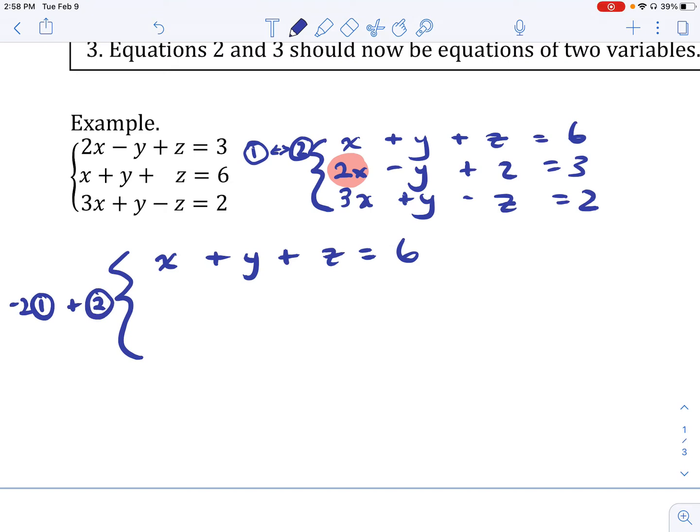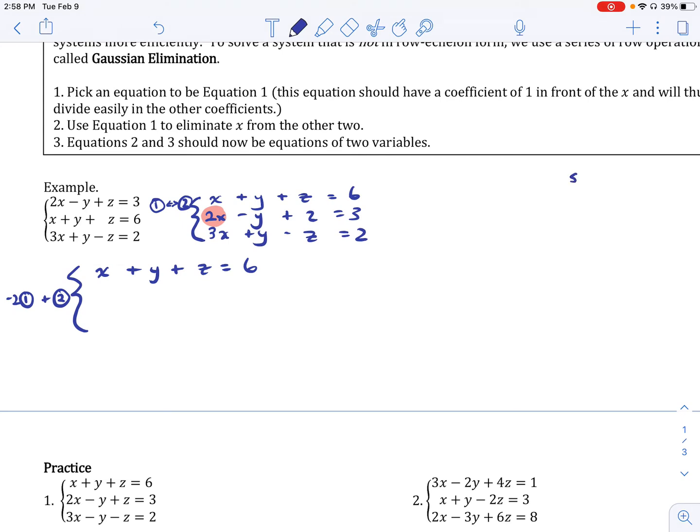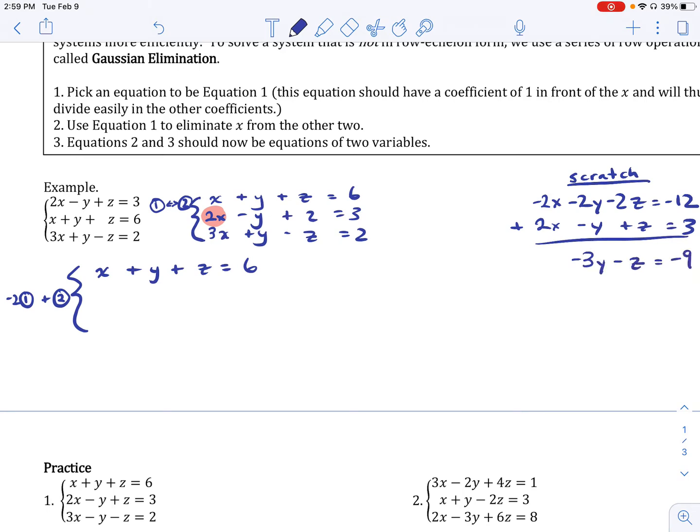So I'm going to multiply this first row by negative 2. Now, when you are doing this, you can do this mentally. You can also, and I often recommend, using some scratch work off to the side. So I'm going to label this as scratch work. I'm going to multiply row 1 by negative 2, which is negative 2x minus 2y minus 2z is equal to negative 12. And I'm going to add that to my second row, 2x minus y plus z is equal to 3. When I add these two rows together, what do I get? Negative 3y minus z is equal to negative 9.